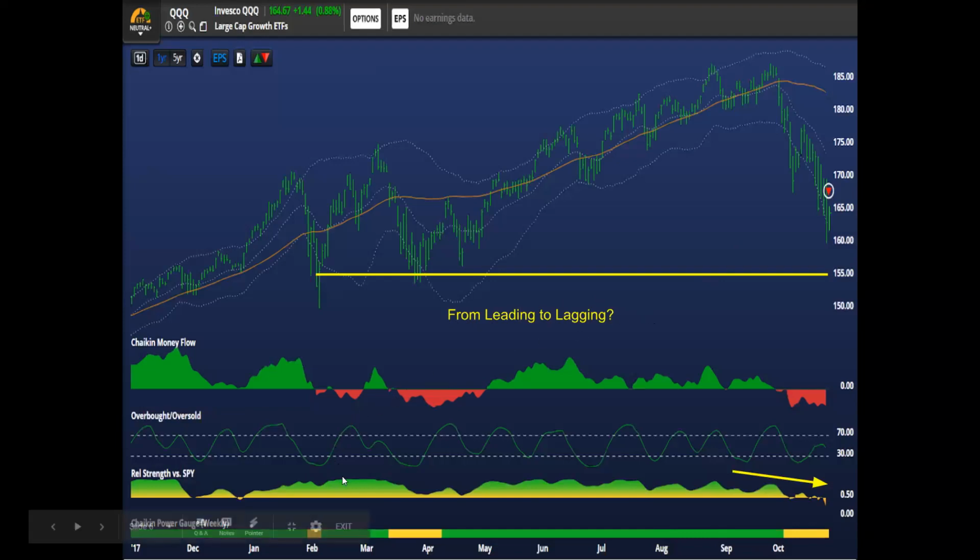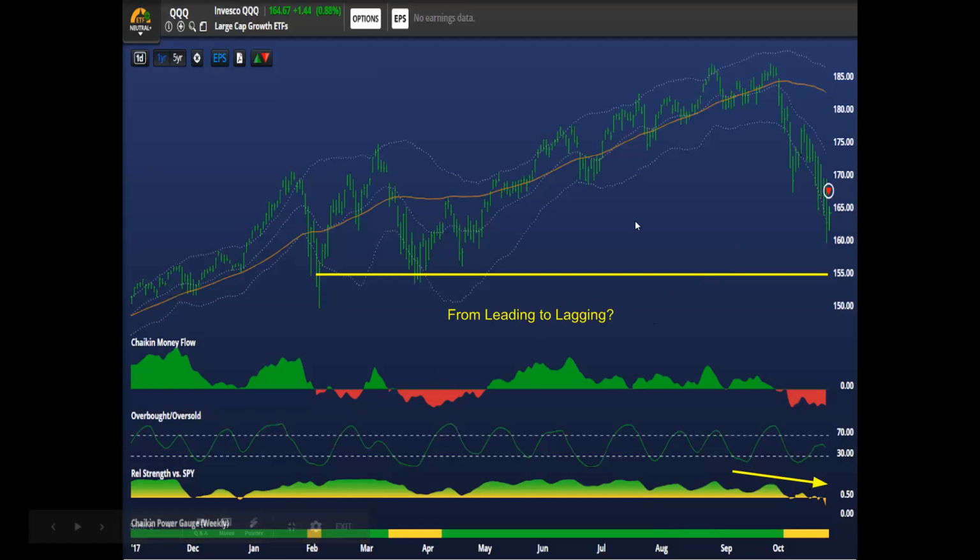We look at relative strength. It's a very important part of our process, and we show it on all of our charts. The relative strength of the Qs against the broader market, the SPY, has been strong throughout most of this year. And now all of a sudden it's beginning to wane and has actually gone negative.